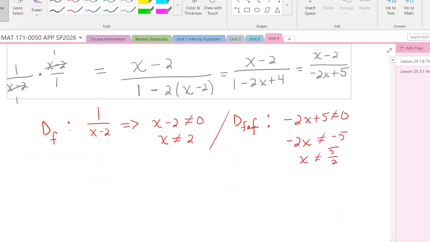So if I eliminate both of these numbers from the set of real numbers, that's going to give me from negative infinity up to 2, union 2 to 5 halves, because 5 halves is 2 1/2, union 5 halves to infinity.